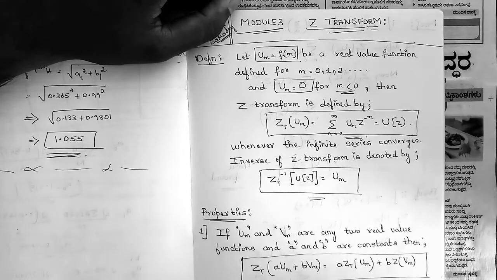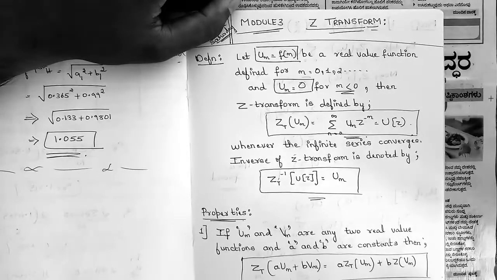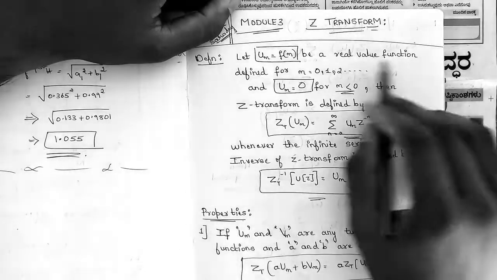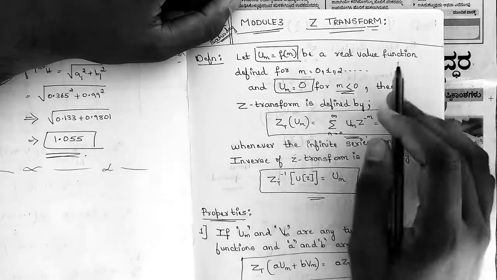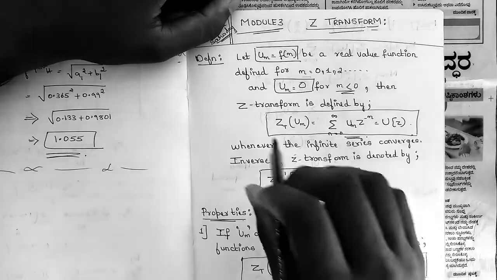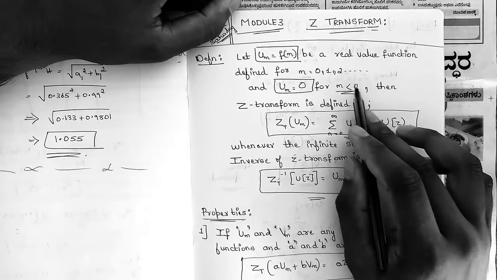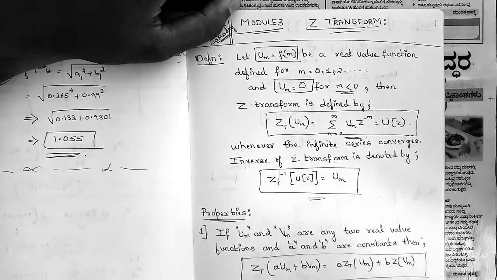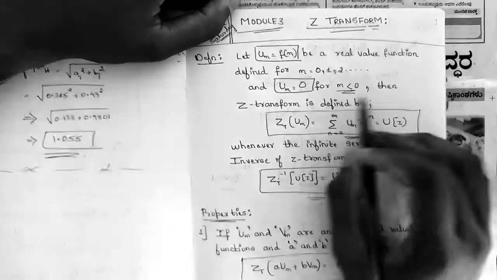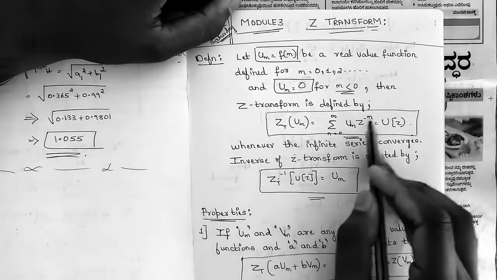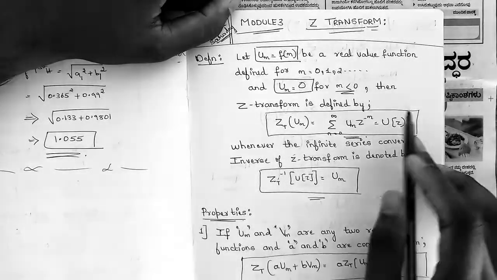So what does this definition mean? See, there is a term given as u_n. This u_n corresponds to some real value functions which are defined for n = 0 to infinity. So these are basically numbers, and u_n = 0 for n less than 0. If n is less than 0, then we can say that n are the negative integers. So this term u_n becomes 0 only for the negative integers.